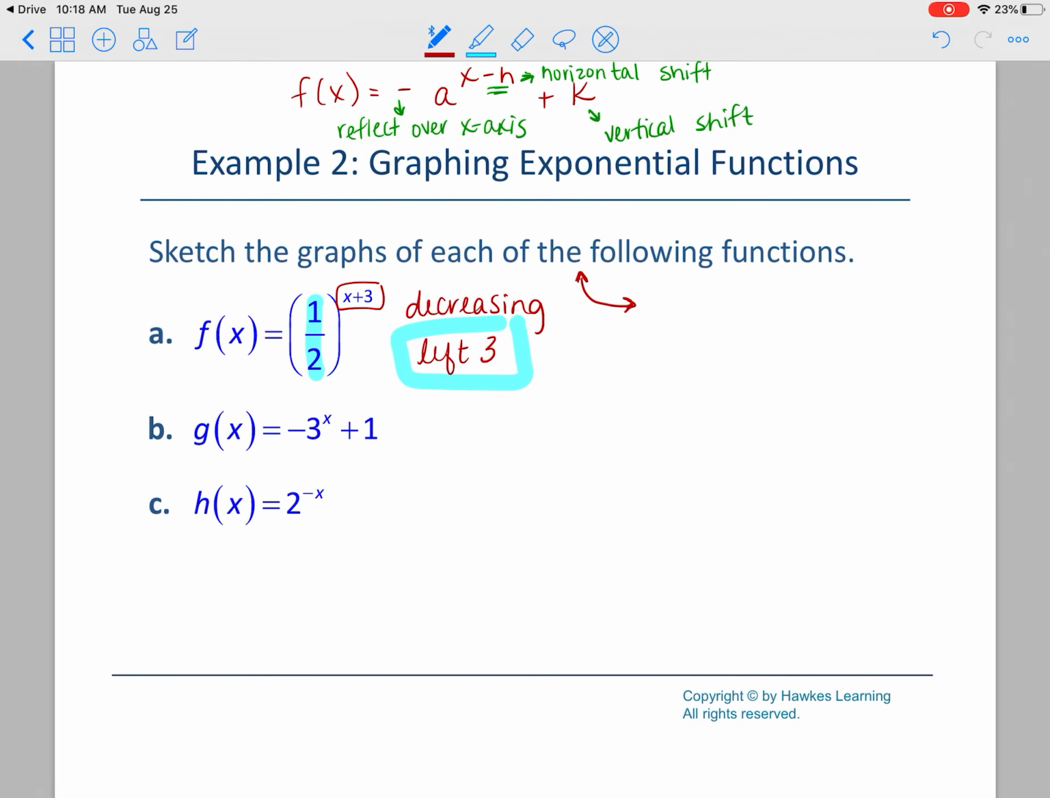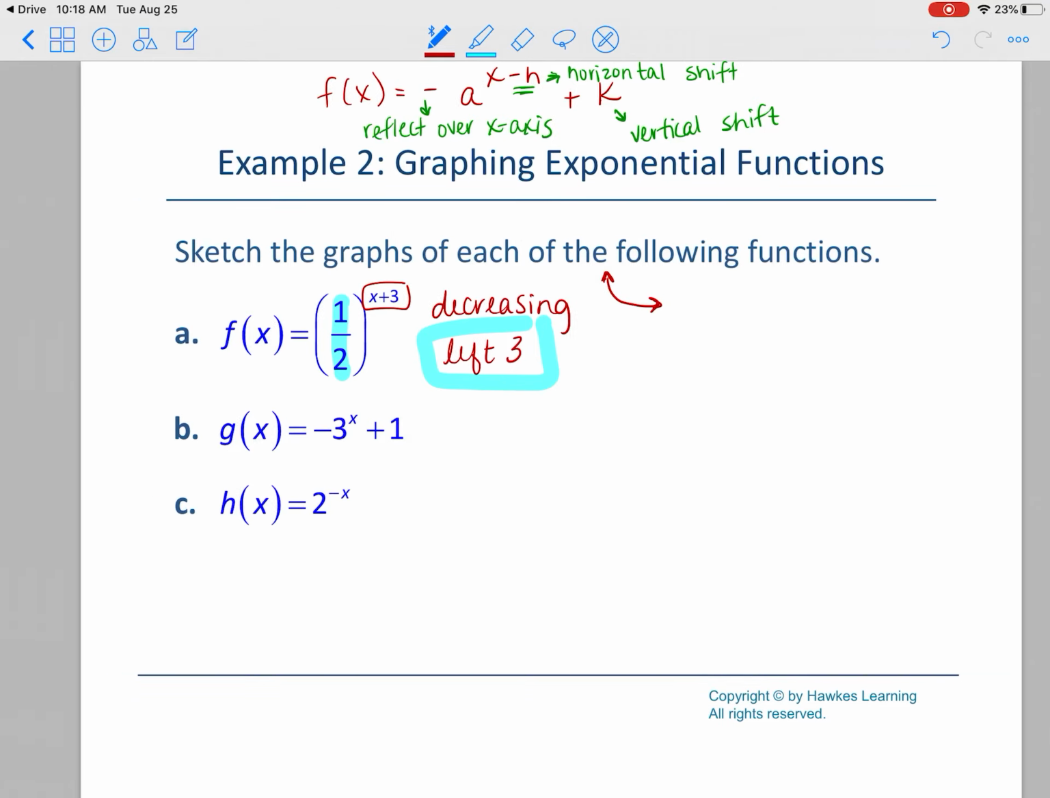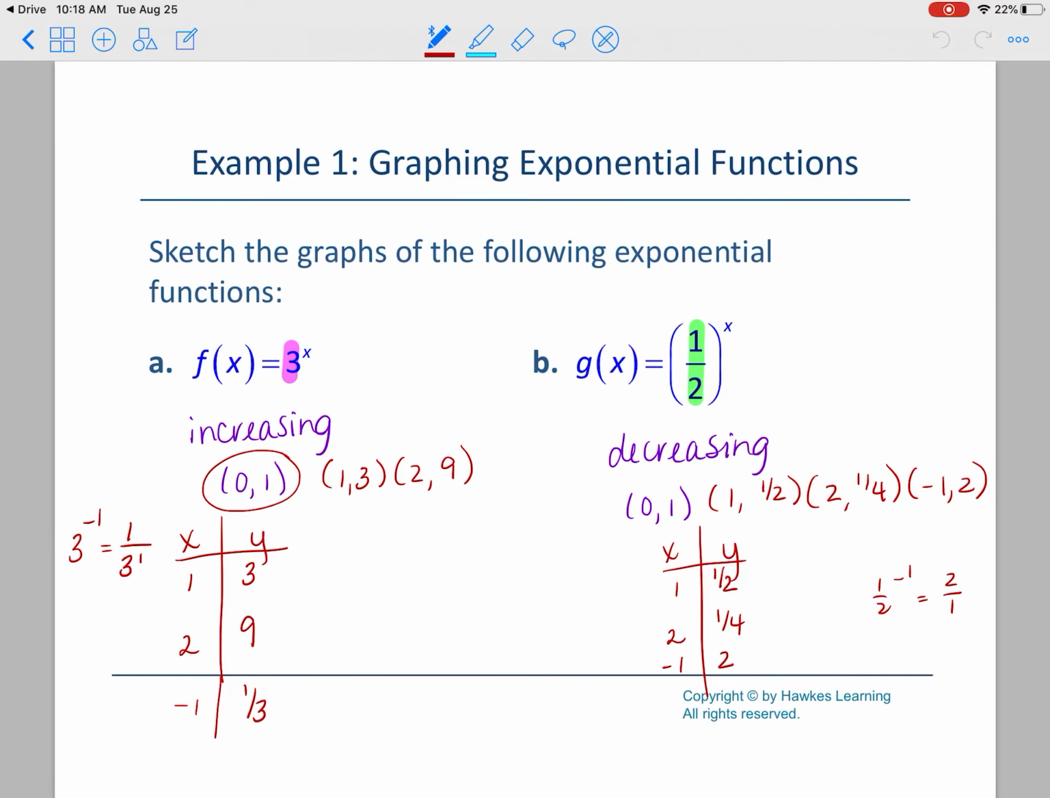Okay, let's go back to B. G of x equals -3 to the x plus 1. Well, if you go back, we already did 3 to the x in that very first example.